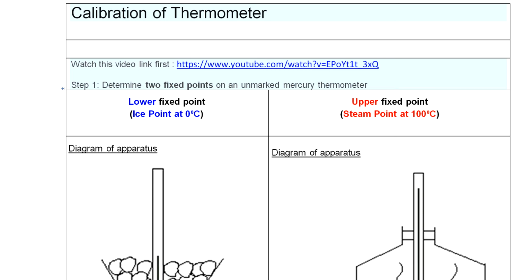Students, we have already discussed that we are going to construct a thermometer, that type of thermometer which is unmarked. It does not have any scale written on it. There are no degrees, nor Kelvin, nor Fahrenheit written on it. So we want to calibrate it.